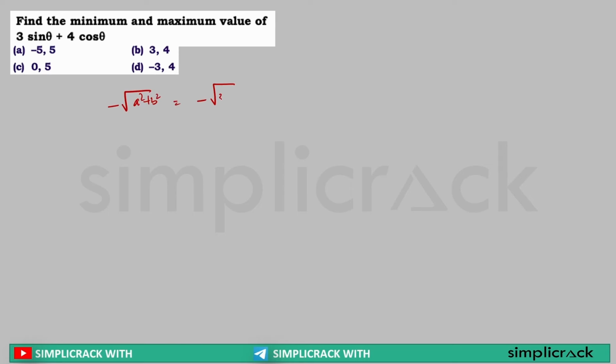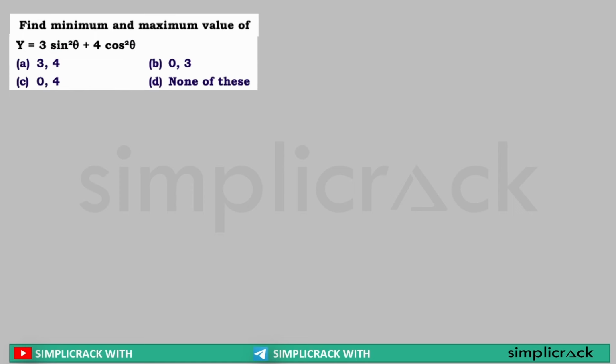That is minus 3 square plus 4 square. Sir, 3 square 9, 4 square 16. Square root of that is equal to minus 5. Maximum means this is minimum. Square root of A square plus B square, that is equal to 5. So answer is minus 5. Clear? Yes or no? Yes.